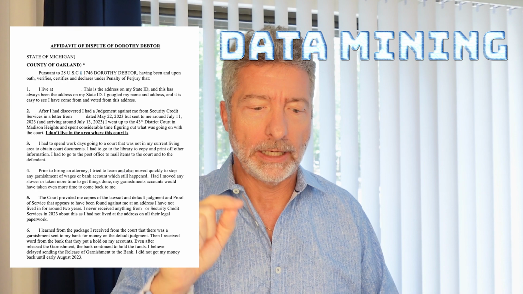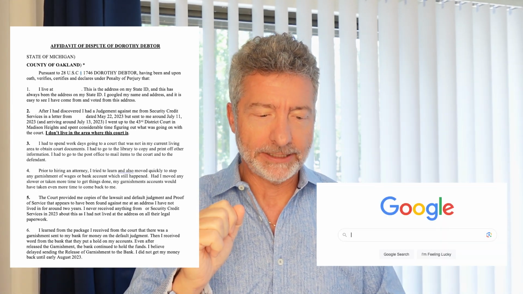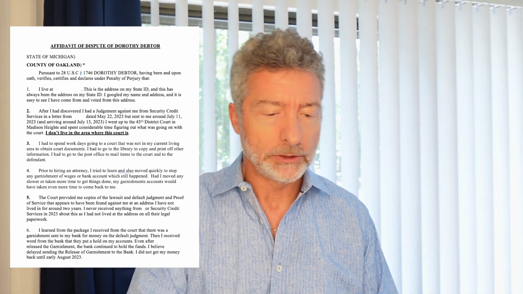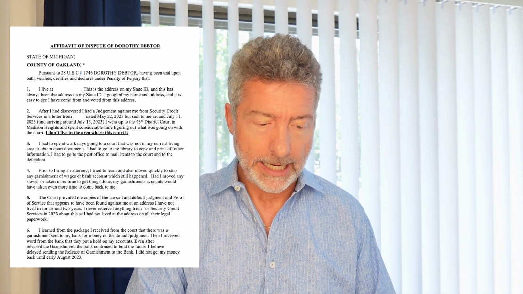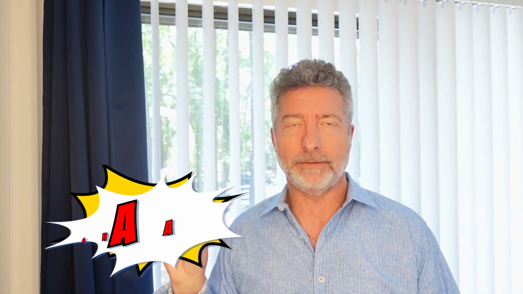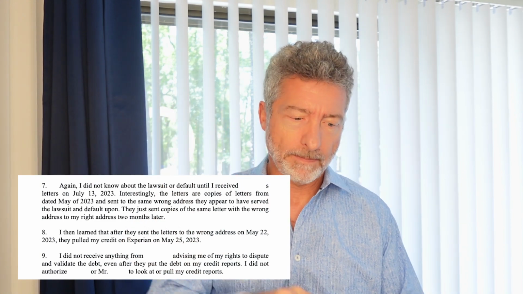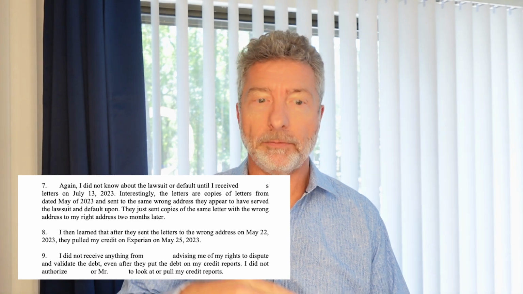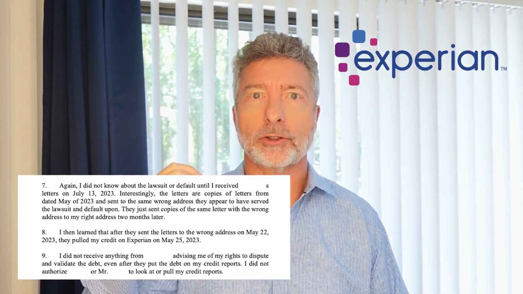So anyway, my client says, hey, my state ID is clear. I've lived there all my life. I Googled my own name and address. And after I discovered this judgment against me, I found that you'd sued me in the wrong court and an address I don't live at. And he says, underlined, I don't live in the area where the court is. So if you will look at number 8 and 9 of the affidavit, Shazam. 8, I learned that after they sent letters to the wrong address, they had pulled my Experian credit report.